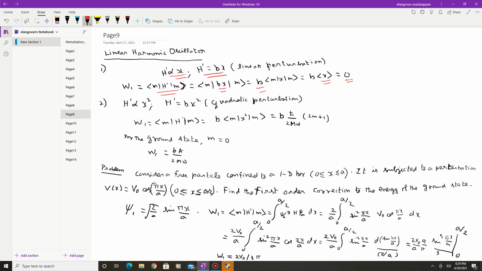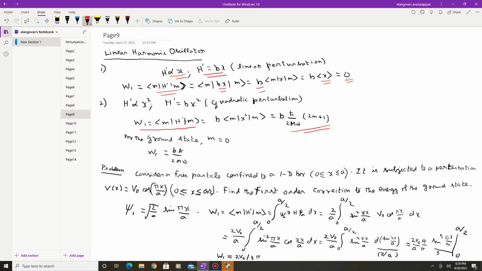For the second problem, H prime is proportional to x square, that means H prime is equal to Bx square. This is the quadratic perturbation. If you want to calculate W1, you have to use this expression. Substitute for H prime, this is Bx square, B can be taken outside. So this is the expectation value of x square, and we have already discussed this problem. This is equal to ħ by 2Mω into 2m plus 1.